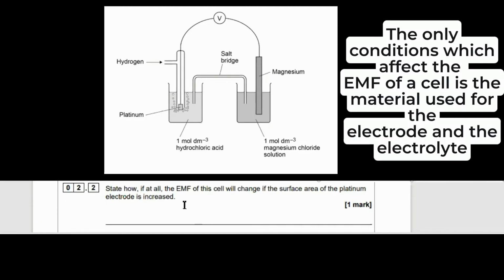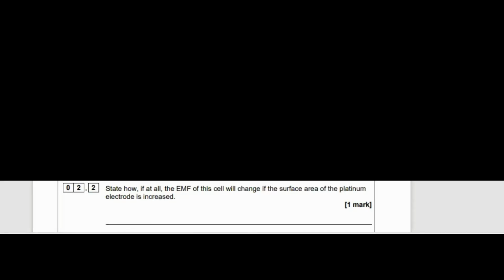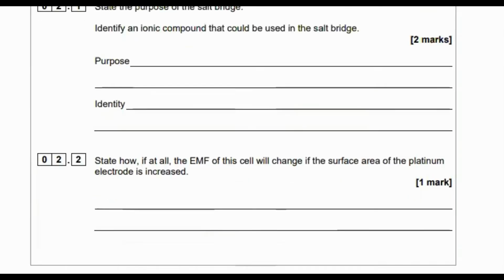Now let's look at 2.2. State, if at all, how the electromotive force of this cell will change if the surface area of the platinum electrode is increased. Right, the only conditions you need to memorize that change the EMF is if you change the type of electrode and the substance in the electrolyte. Surface area has no effect on the electromotive force. So the only factors that affect electromotive force are when you change a condition to do with the electrode or the electrolyte.